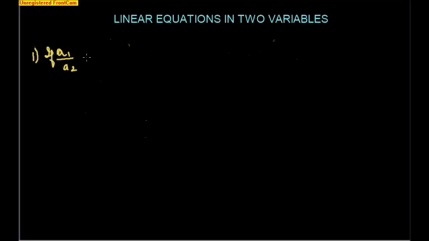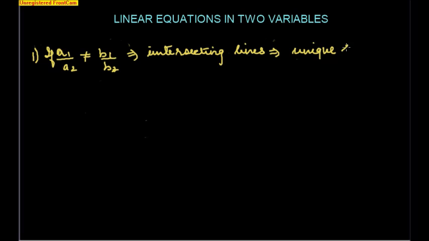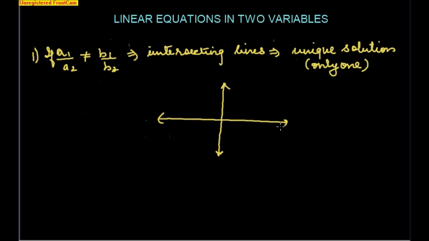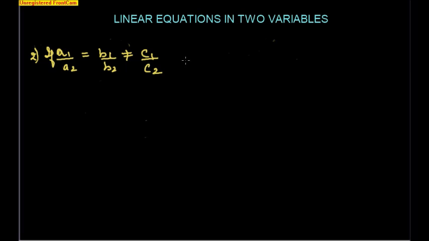Now, to recap the conditions. If a1 upon a2 is not equal to b1 upon b2, we say the lines are intersecting and there is a unique solution, that is only one solution. This will look somewhat like this. Second condition, if a1 upon a2 is equal to b1 upon b2 is equal to c1 upon c2, then we say they are coincident lines and it has infinite solutions.